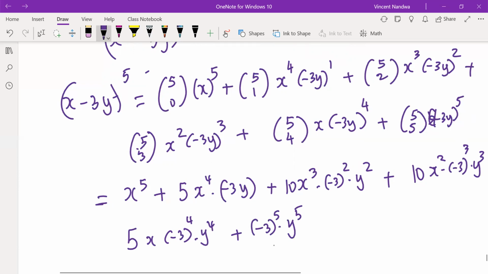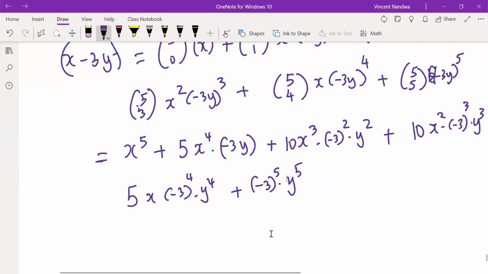Remember, when you have a negative number and you raise it to an even power, you get a positive sign. When you raise it to an odd power, you get a negative sign. So this will be x power 5 minus 3 times 5 is minus 15, x power 4, y. Minus 3 is raised to power 2, which is an even power, so the sign will be plus. So 3 squared is 9 times 10 is 90.